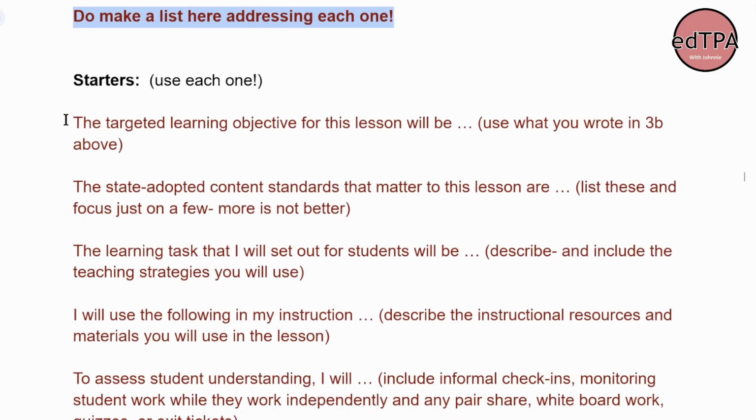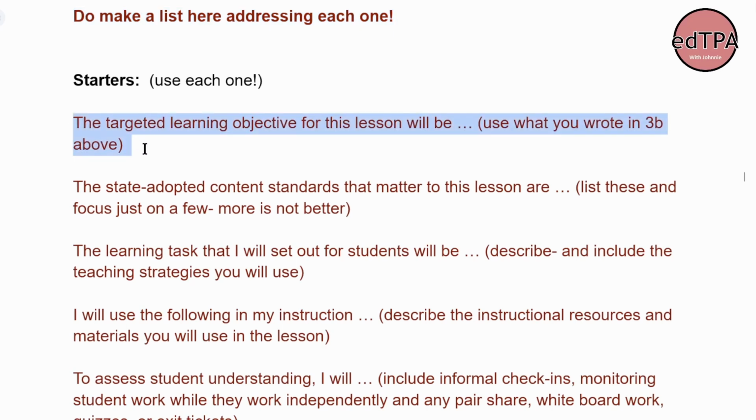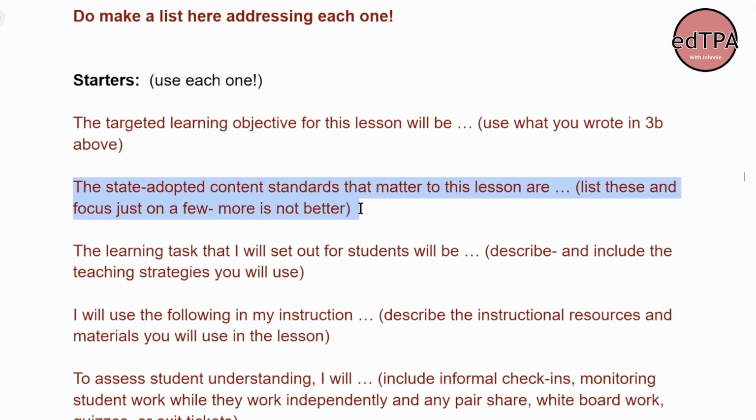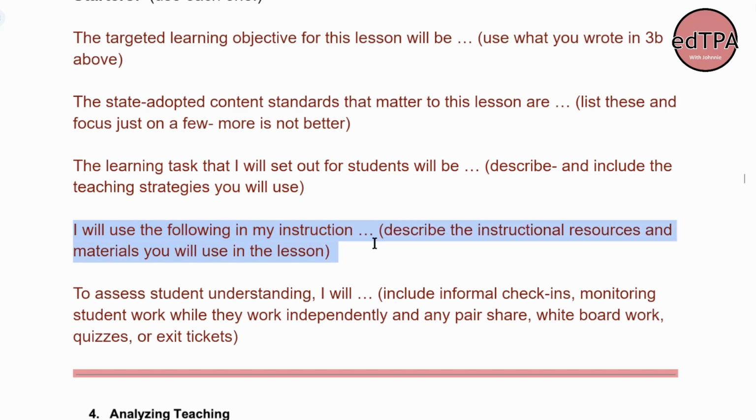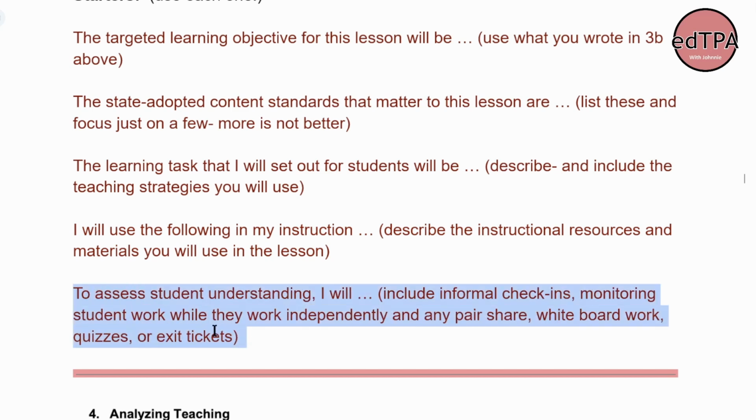So you can see very plainly the targeted learning objective for this lesson will be, use what you wrote in 3B above. The state-adopted content standards that matter to this lesson are, list these and focus on just a few, more is not better. The learning tasks that I will set out for my students will be, describe and include the teaching strategies you will use. I will use the following in my instruction, describe the instructional resources and materials you will use in the lesson. And lastly, to assess student learning, I will, and some assessment ideas, include informal check-ins, monitoring student work while they work independently, and any pair share, whiteboard work, quizzes, or exit tickets.